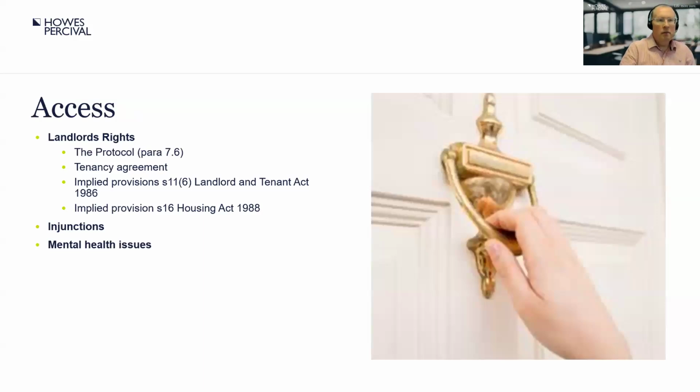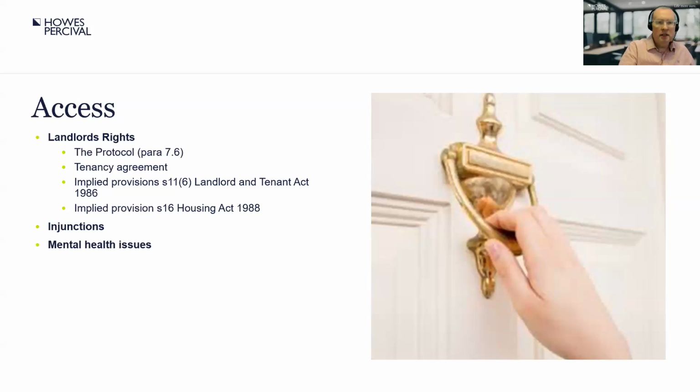Thanks, Joe. So looking at access, it sounds obvious, but the landlord must be given access to the premises, and that's set out in paragraph 7.6 of the protocol, which says tenants must allow the landlord reasonable access for inspection and repair in accordance with the tenancy agreement. The landlord should give reasonable notice of the need for access, except in the case of emergency. And those kind of provisions are usually replicated in a tenancy agreement.